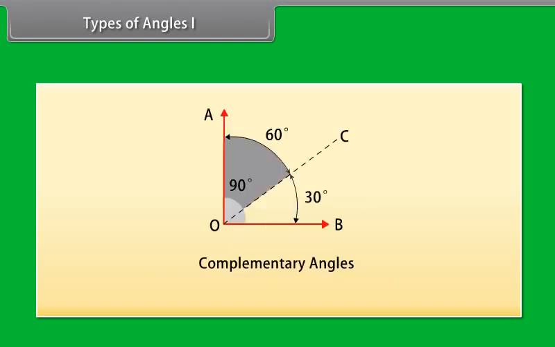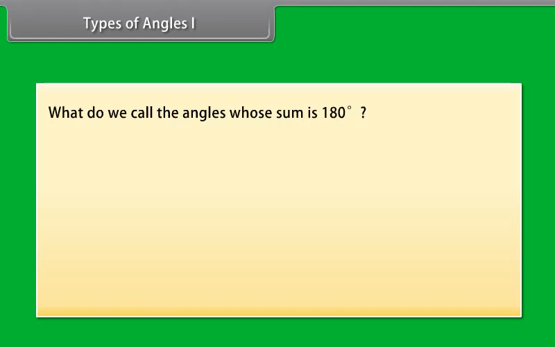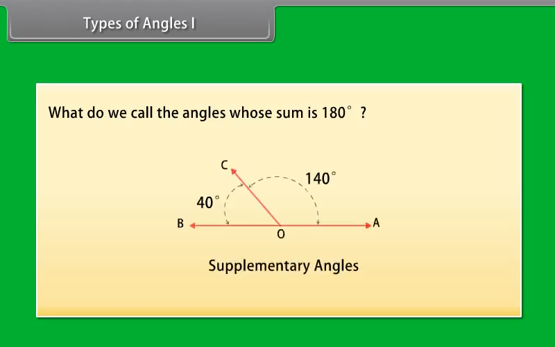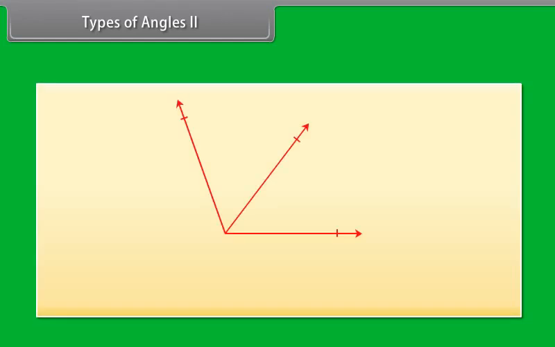We also know that 2 angles whose sum is 90 degree are called complementary angles. What do we call the angles whose sum is 180 degree? Yes, you are right. They are called supplementary angles. Types of angles. Another question for you.